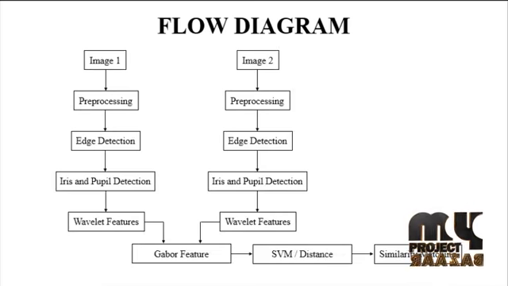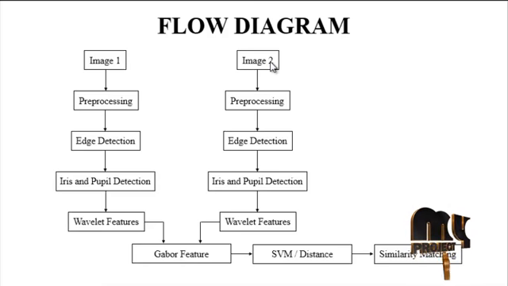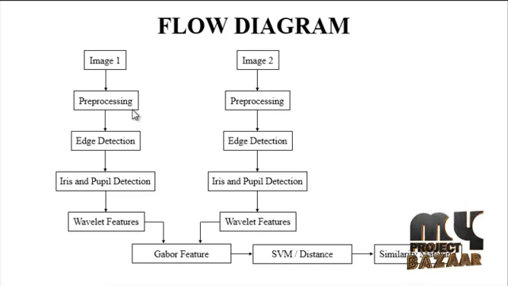Now we discuss the flow diagram for the process. This is the overall flow structure for the process. At first the input image 1 and 2 are taken from the dataset. The dataset is the folder which consists of several input images. After getting input image 1 and 2, the pre-processing is carried out.